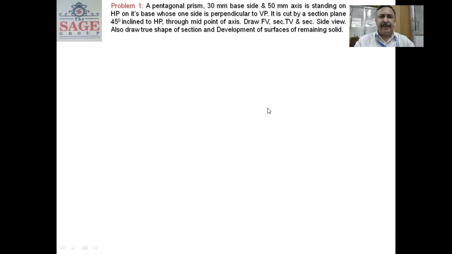Today we are taking a combined problem of section of solid and development of surfaces. So this is a problem of a pentagonal prism, which is in simple position and cut by a section plane. Then draw section of solid and development of surfaces. So how to draw? Now we see.